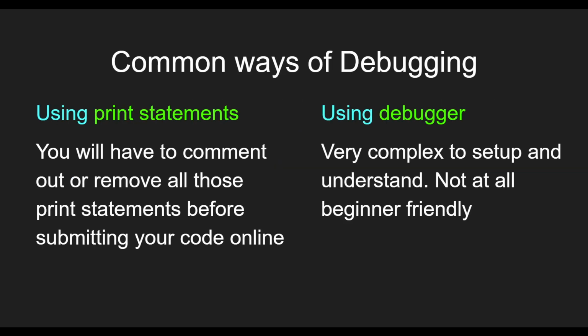Right. So there are basically these two common ways of debugging your code in competitive programming. You can either use print statements or you can use a debugger. But here is the thing, both of these methods have their own disadvantages. If you use print statements, then you will have to comment out or remove all those statements before you actually submit your code online, right? And in case you use a debugger, like the one that comes inbuilt with most of the IDEs, then it is very difficult to set up and obviously it is not at all beginner friendly.